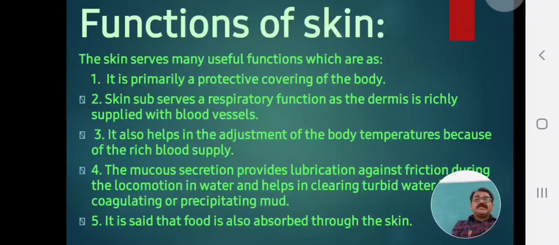Which are these functions? Number one, it is primarily a protective covering of the body.